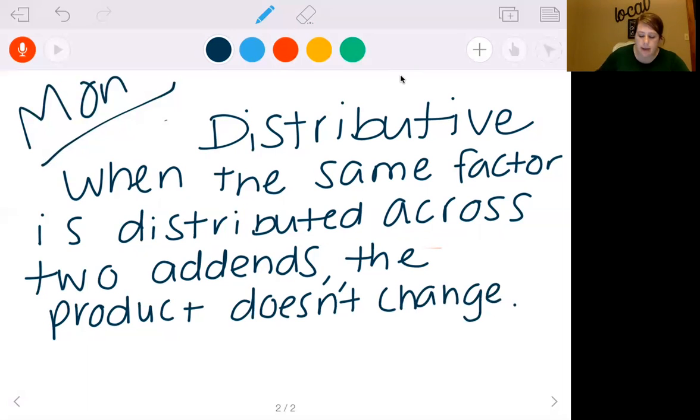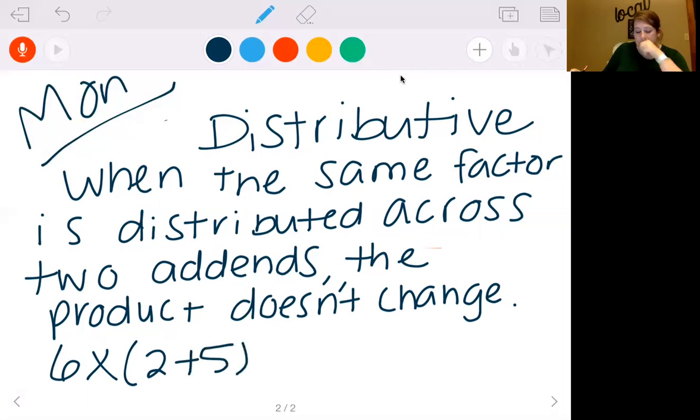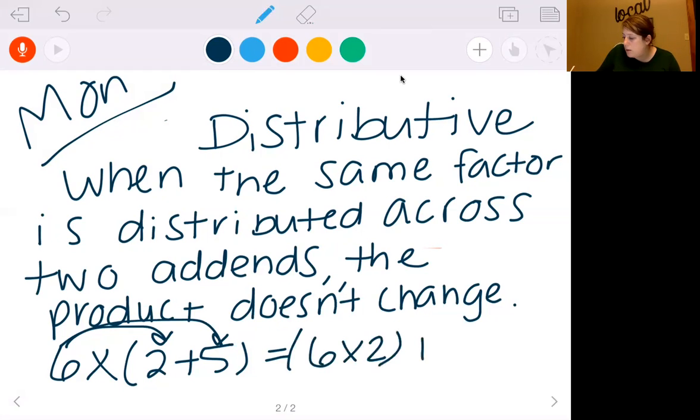Okay, so this is new, and these are the ones that actually are kind of fun. So I'm going to write this out. If we have 6 times 2 plus 5, what we're doing here is distributing this 6. We're doing 6 times 2 and 6 times 5 ultimately. So it means the same as 6 times 2 plus 6 times 5. So let's solve these and see if we get the same answer.